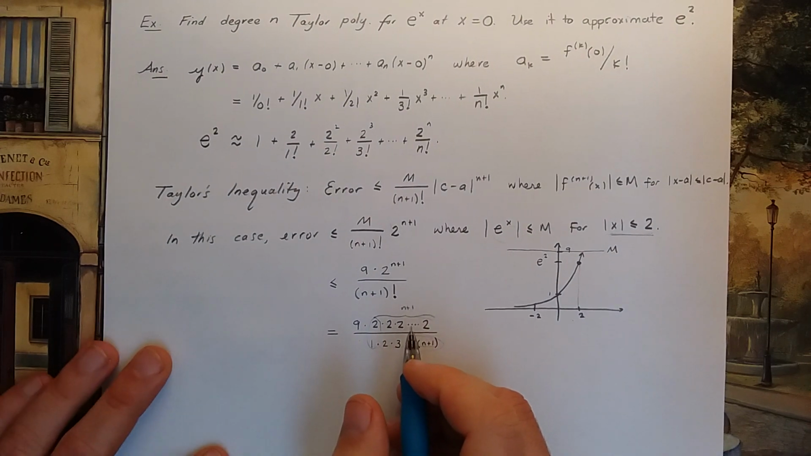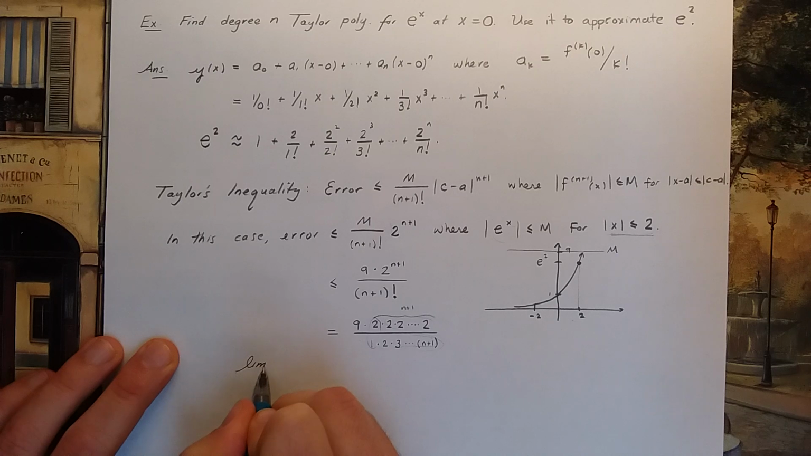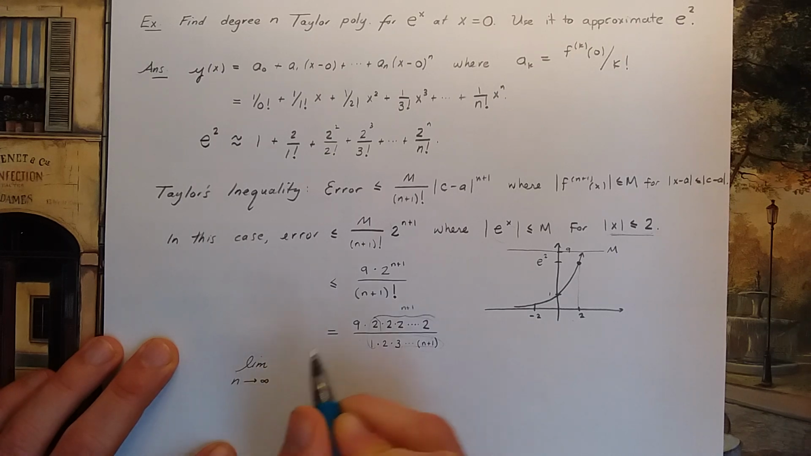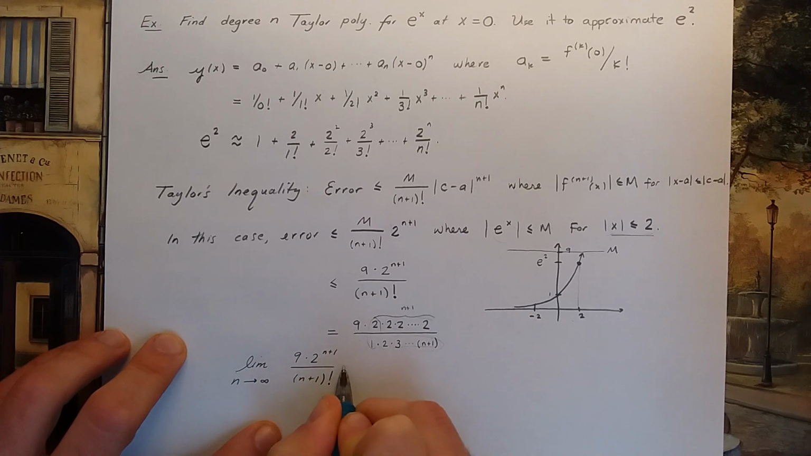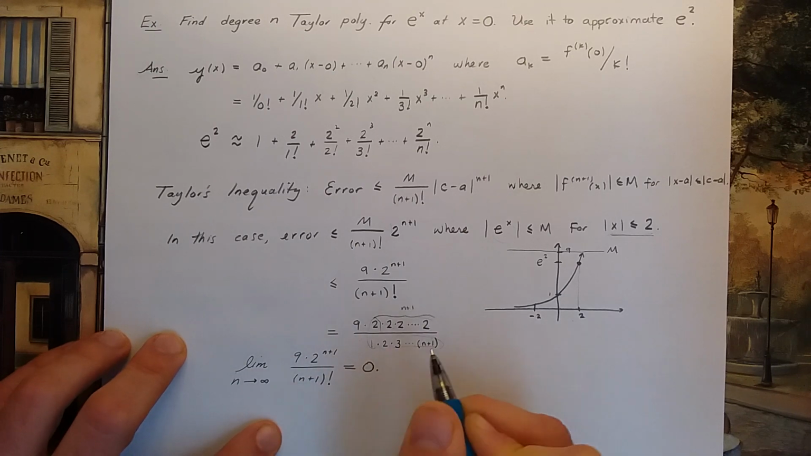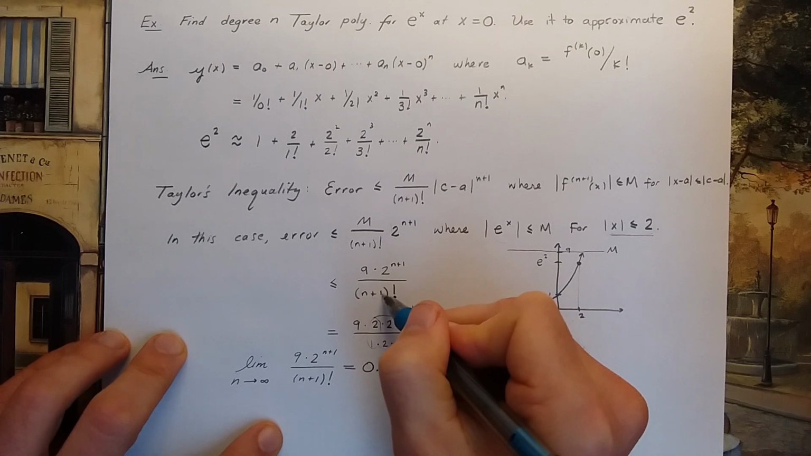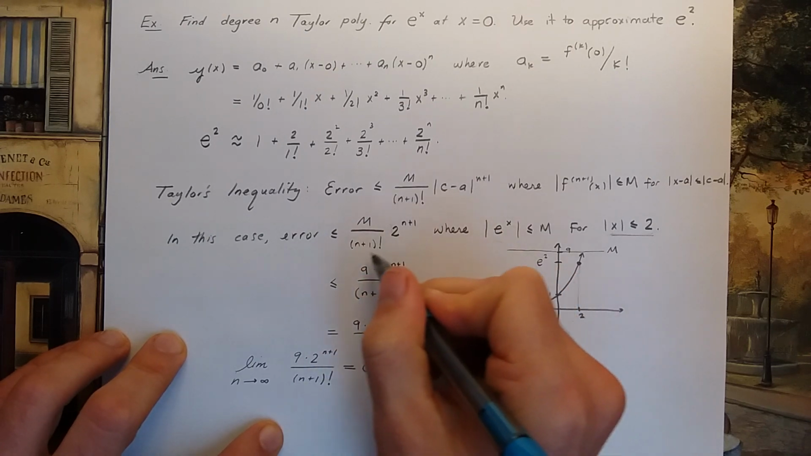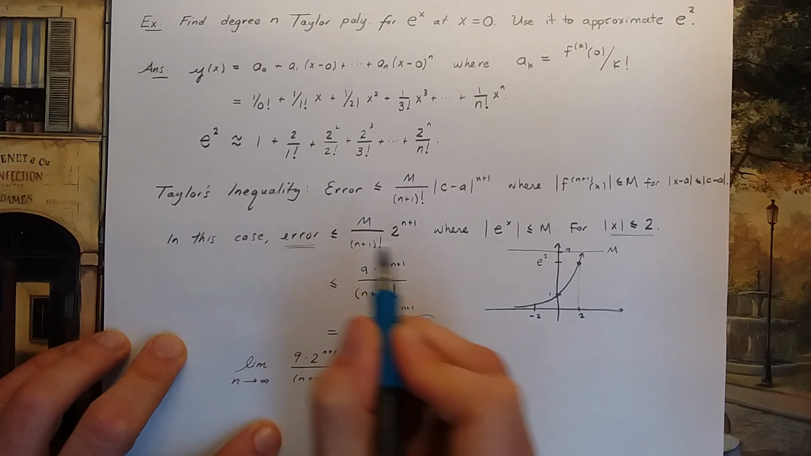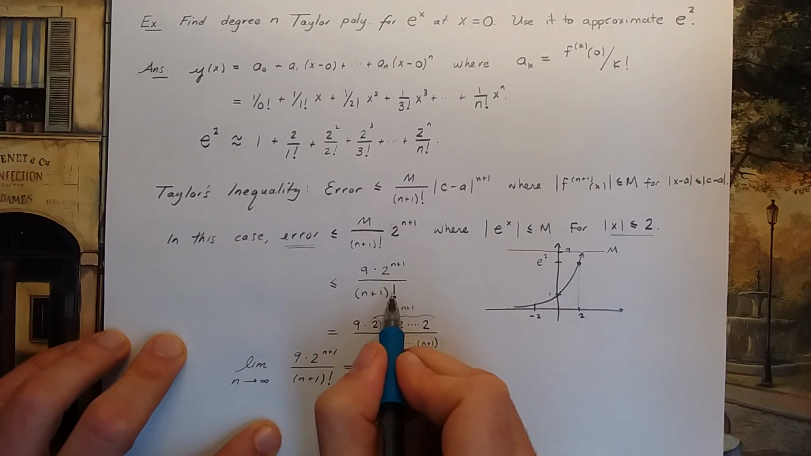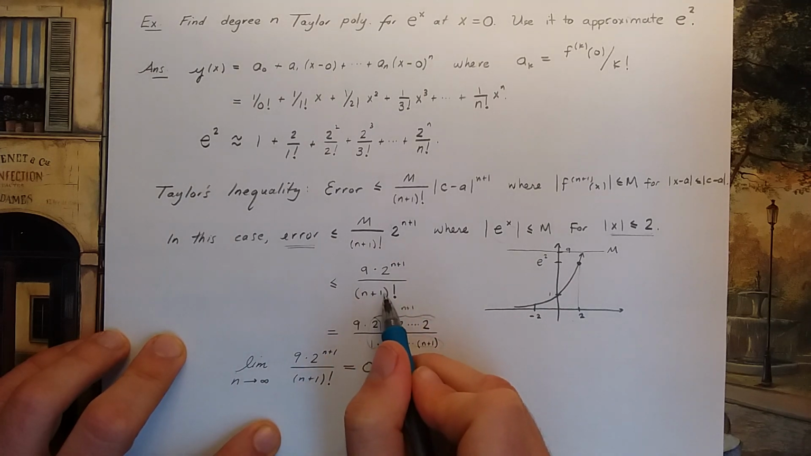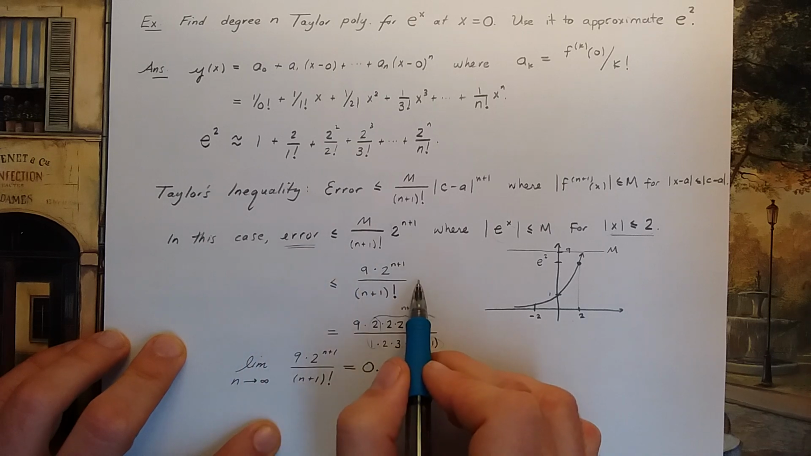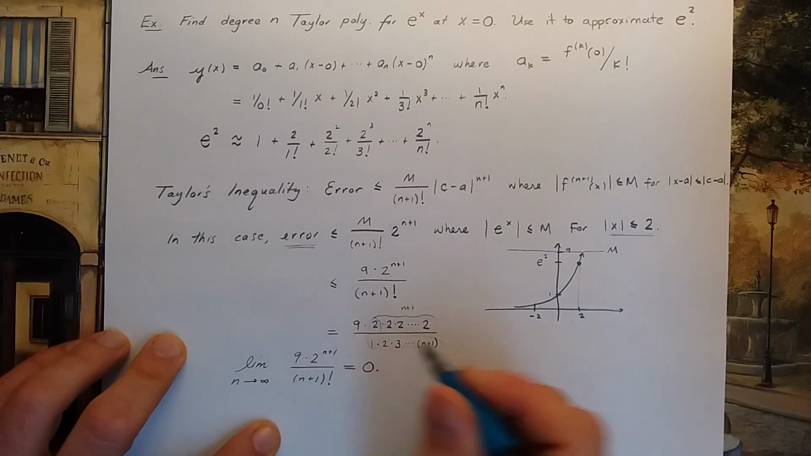In other words, what I'm trying to say is the limit as n goes to infinity of 9 times 2 to the n plus 1 over n plus 1 factorial is equal to 0. That means the bigger n is, the better my approximation will be. This is the error bound. This says my error is less than or equal to this. And this quantity has limit 0. So if I take n to be larger and larger and larger, my error gets smaller and smaller and smaller. All right, excellent.